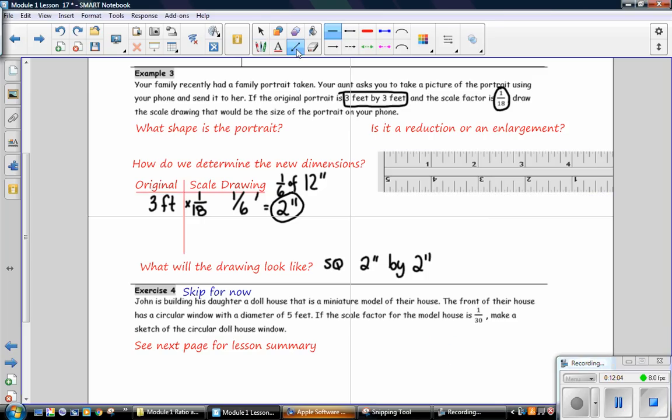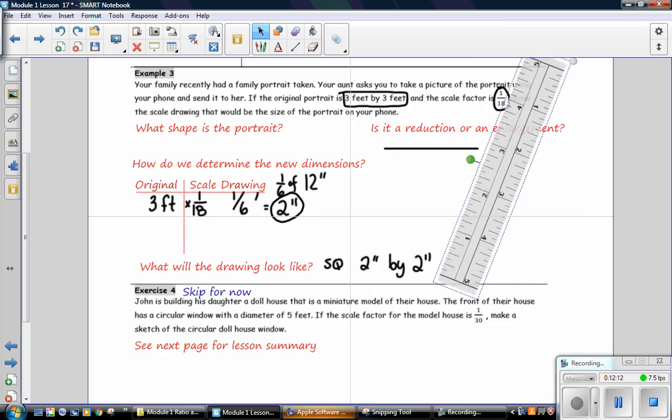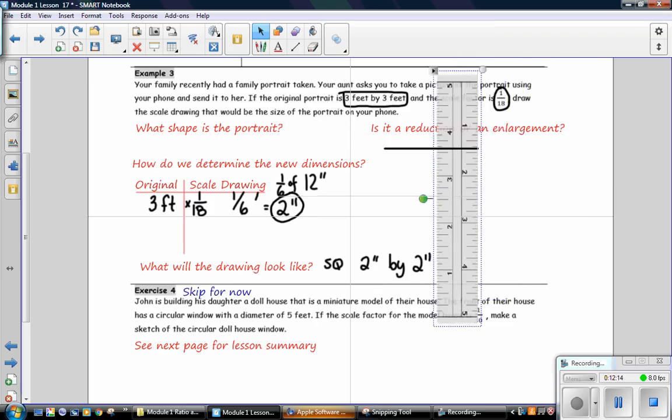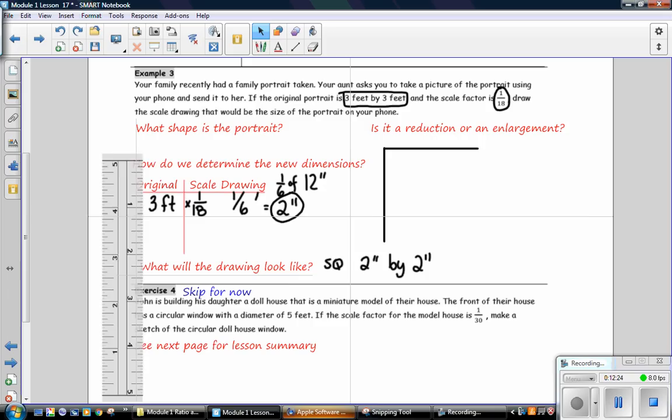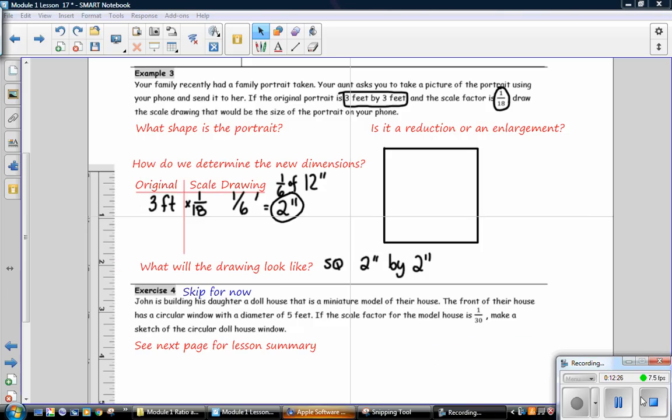So I've put a ruler here. Let's go ahead and make our drawing. It's going to be 2 inches, and then we're going to rotate the ruler, and we need 2 inches going down. And then I can just duplicate those segments so that they are the same length. And label your new dimensions, 2 inches by 2 inches.